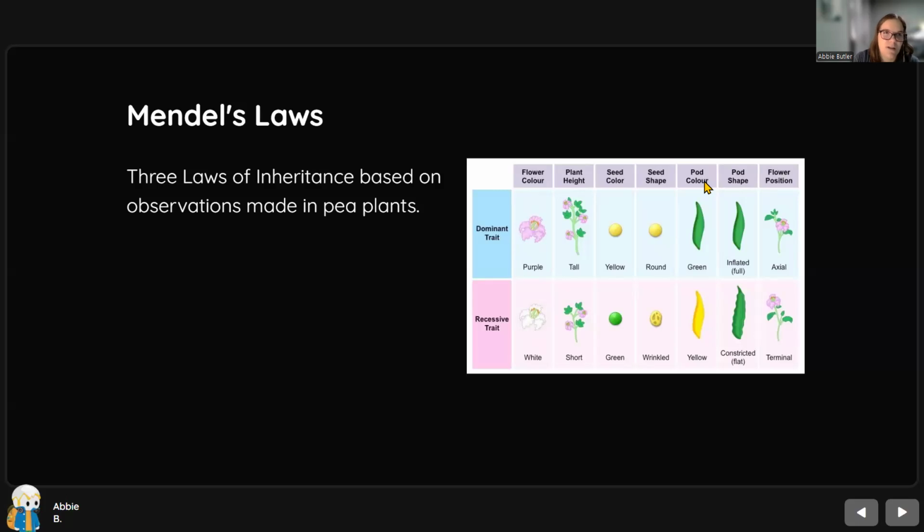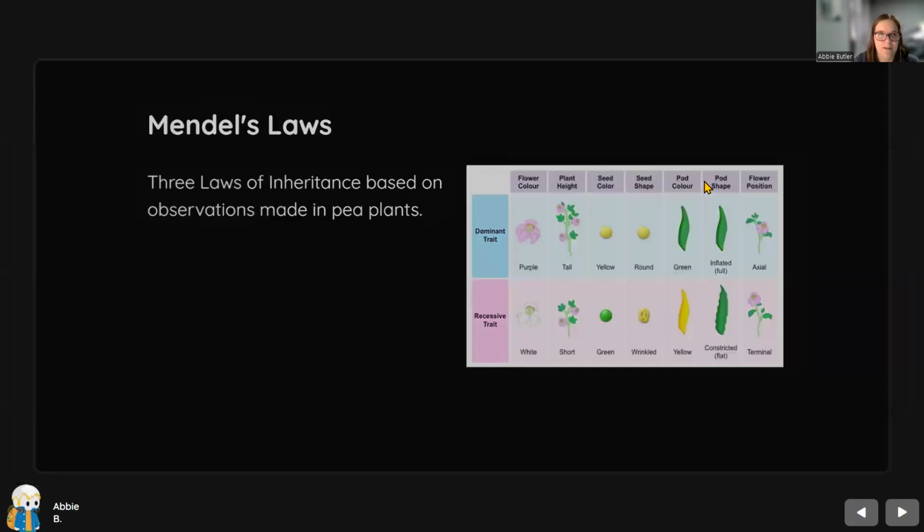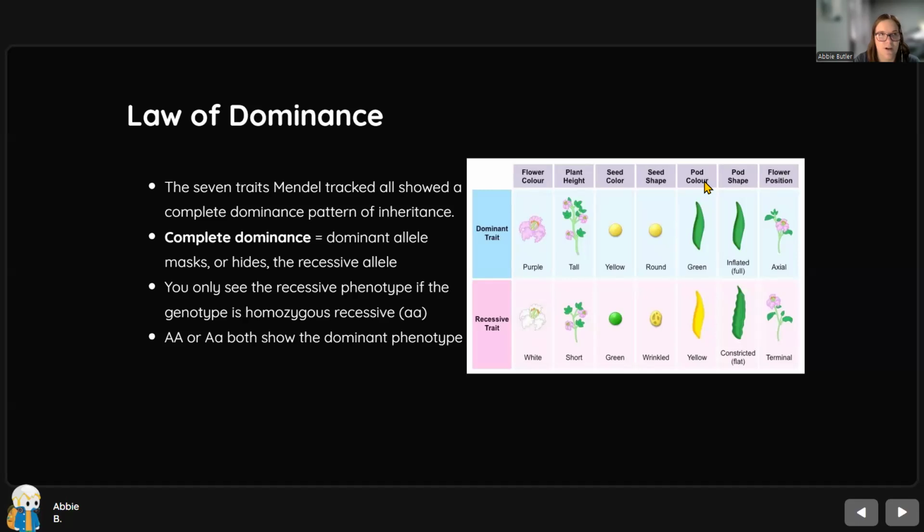So some of the laws that he came up with from his observations, we talked about like dominant and recessive last class. That's there. So it's called the law of dominance. And the 7 traits that he tracked showed us a complete dominant pattern. And these are the traits he tracked: like the color, the height, the color of the pea, the texture of the pea. So complete dominance, the dominant allele masks or hides the recessive allele.